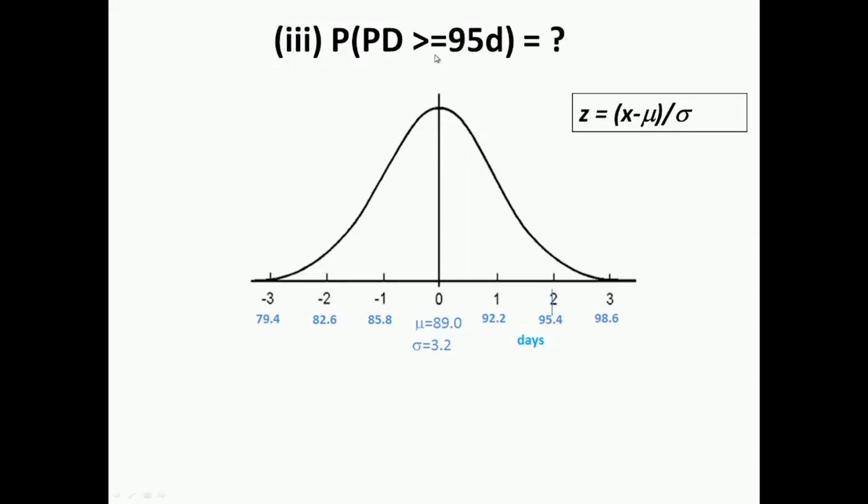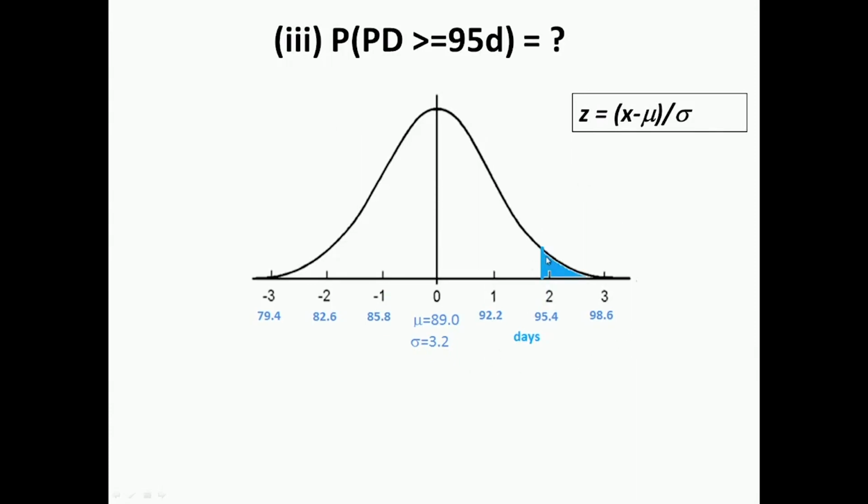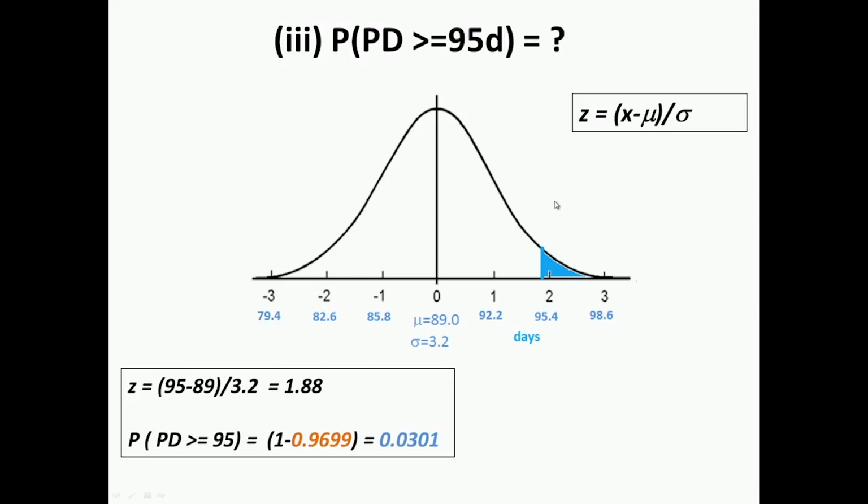So when we say a project duration of 95 days, it falls somewhere here. To find the probability of that, basically what we are saying is: what is the area of this shaded part of the curve? My 95 days is here, and for the project duration to be greater than 95, it has to fall in this area. So what is the area of this part of the curve? So we go to the tables, but to go to the table we really have to first find what the z value is.